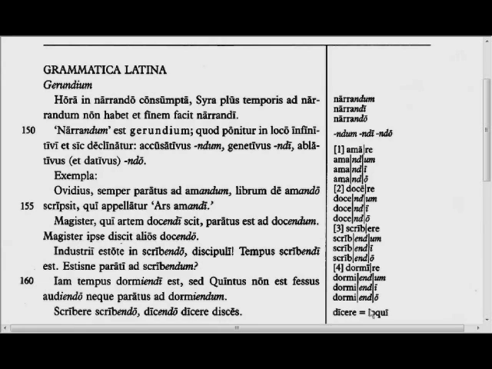And here we see that dicere, to speak, means the same as loqui, and all of our forms of the gerund, like to love, loving, of loving, by, within, and from loving, etc.